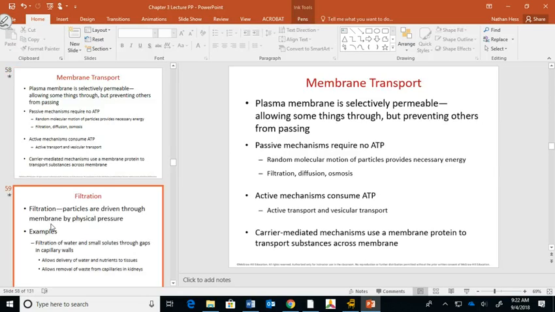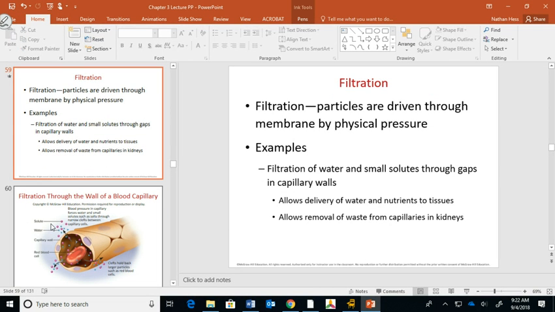So let's talk about filtration. That's the easiest one. This is simply where particles are moving through a membrane simply by pressure. So think of this as just a regular filter. When you think of something filtering something, I think about when we're camping and you've got a filter and you're putting water through one end and you want clean stuff on the bottom end, right? That's what filtration is, right? So again, this is a physical pressure that forces fluid through that selectively permeable membrane. Some things go through, some things stay out. We cool? Brings water and nutrients into tissues and allows removal of waste from the capillaries in the kidney.